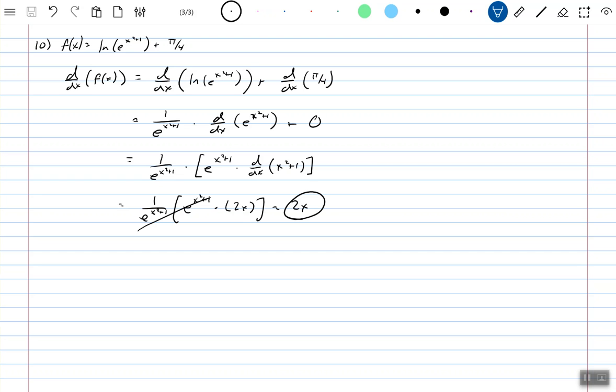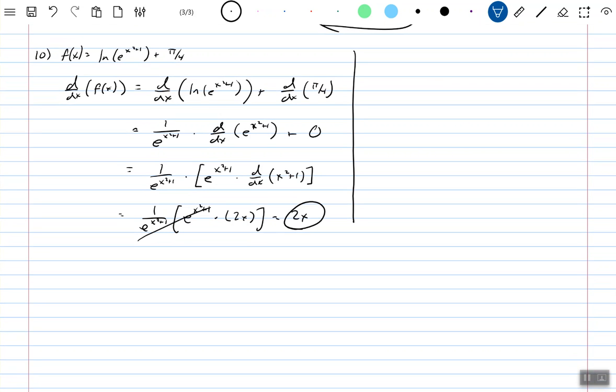Now, that's one way to do this problem. There's another way to do this problem. It is equivalent, but it's a little bit faster. So we have f of x is equal to the natural log of e to the x squared plus 1 plus pi over 4, right?